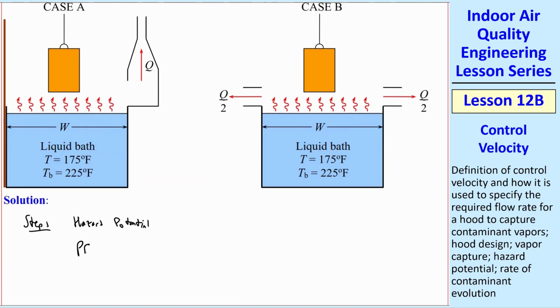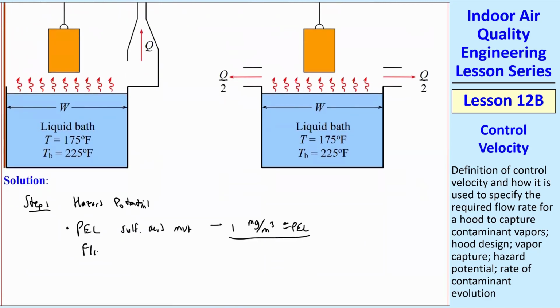So I look up the PEL for the sulfuric acid mist, 1 milligram per meter cubed. I also look up the flash point. It's a temperature at which if there's a spark, these mists would potentially explode. And I really couldn't find any. So in that case, we cannot use that. So we're going to have to base this just on the PEL.